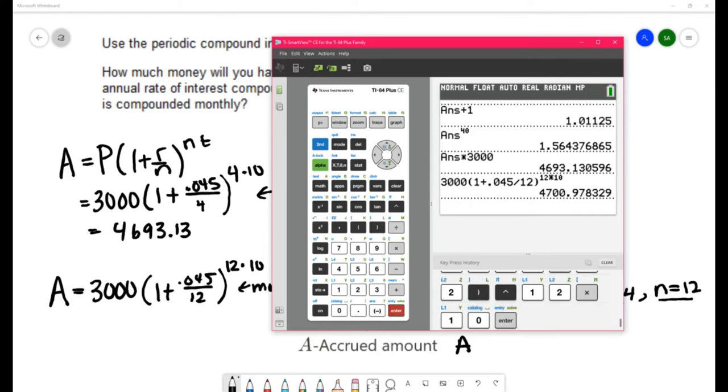And after 10 years, if interest is compounded monthly, we're going to have a little bit more money. So that's interesting. If you add interest more often, your money grows a little bit faster. So we have 4,700, and if we round, 98 cents.